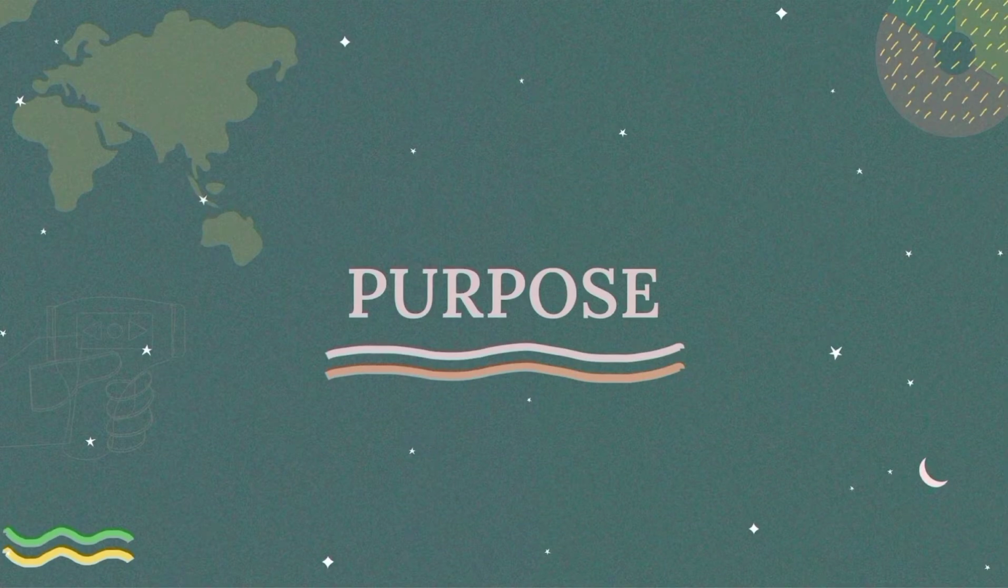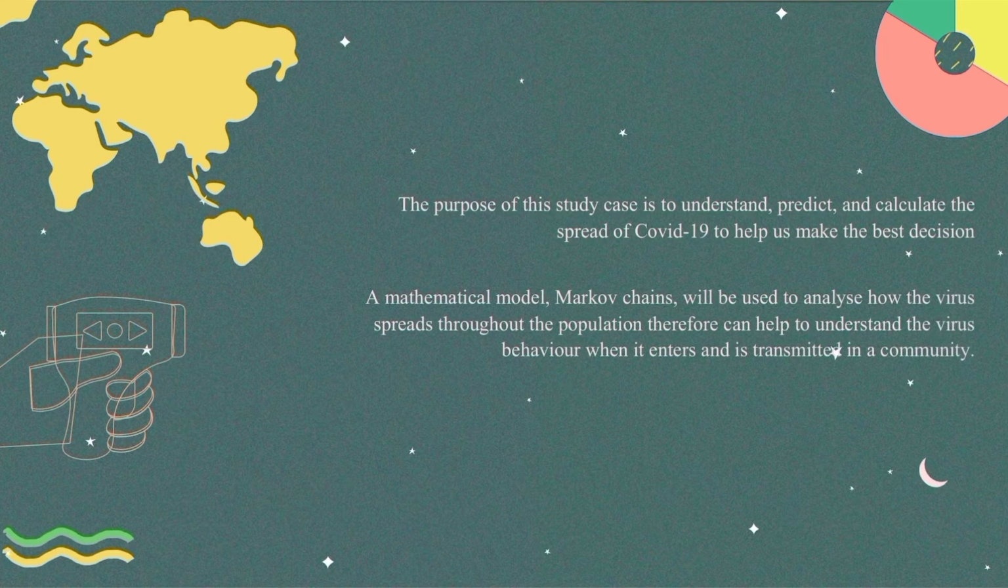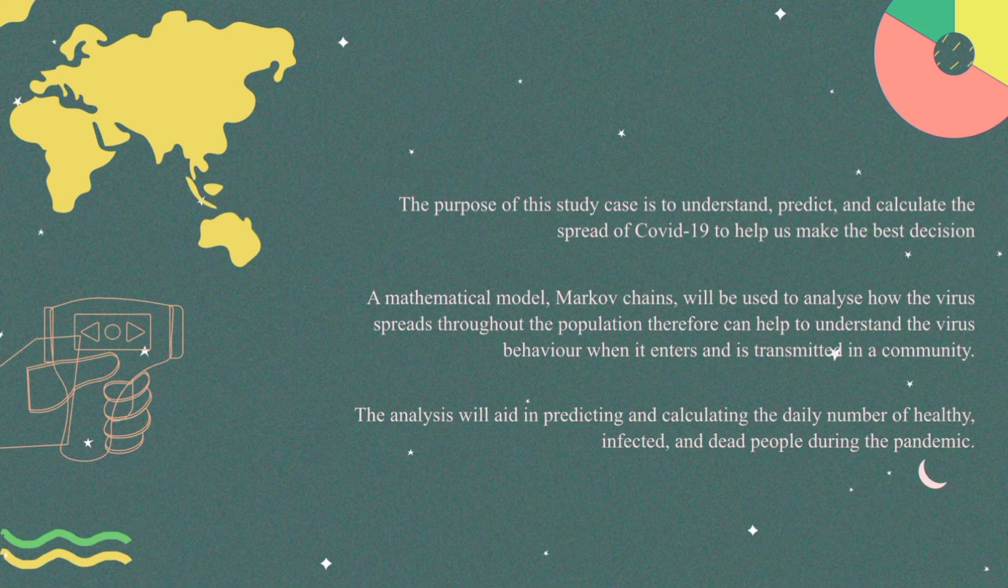Next is purpose. The purpose of this case study is to understand, predict, and calculate the spread of COVID-19 to help us make the best decision. A mathematical model, Markov chains, will be used to analyze how the virus spreads throughout the population, and therefore can help to understand the virus behavior when it enters and is transmitted in a community. The analysis will aid in predicting and calculating the daily number of healthy, infected, and dead people during the pandemic.